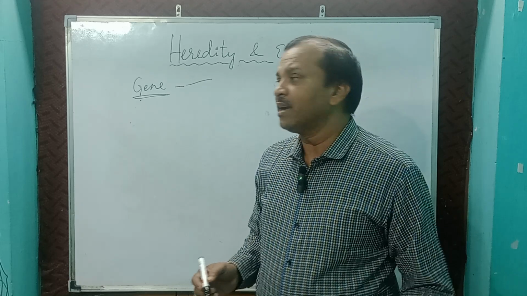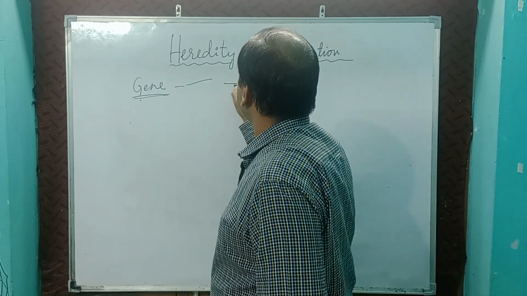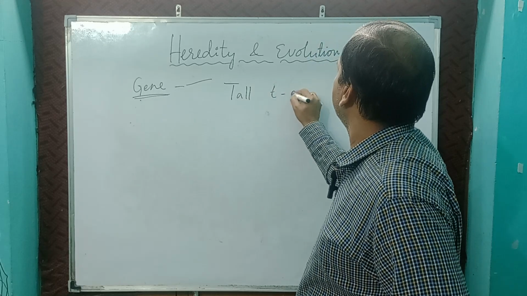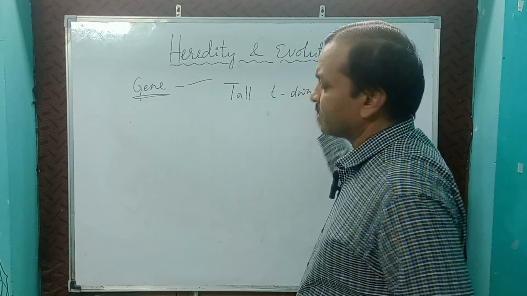Different things are there, like suppose it is T for tall, t for dwarf.